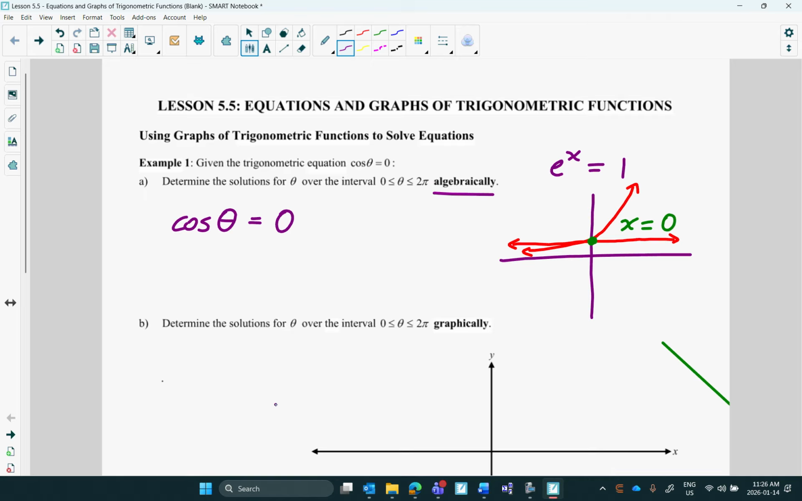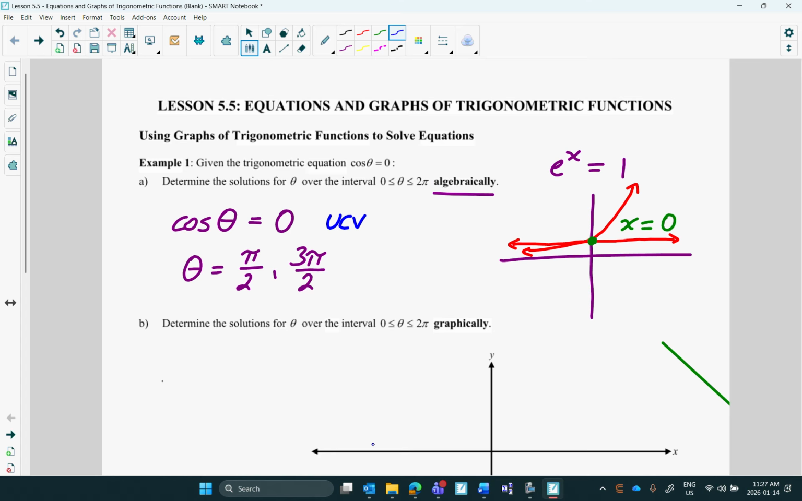Right, because it's a unit circle value. So we find at what angles is the x coordinate 0? And it's at pi over 2 and 3 pi over 2.